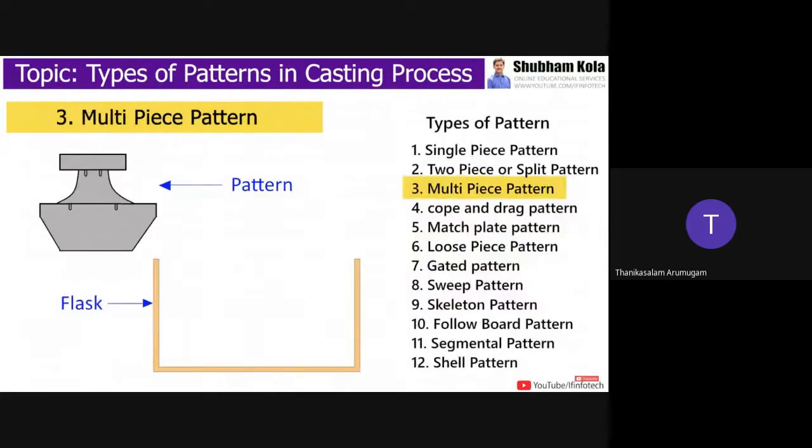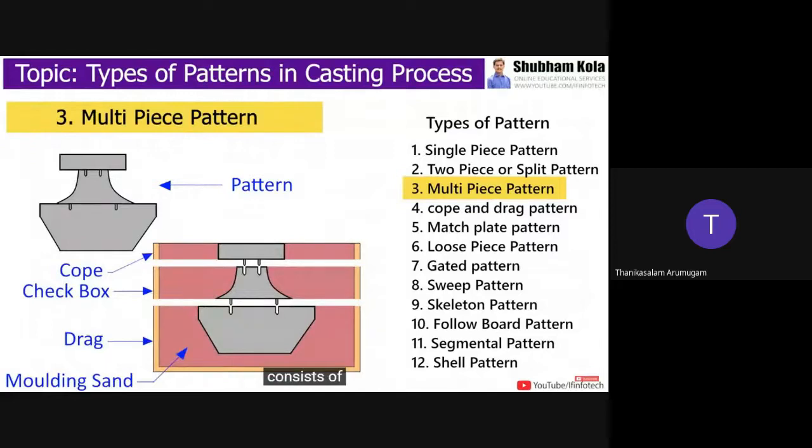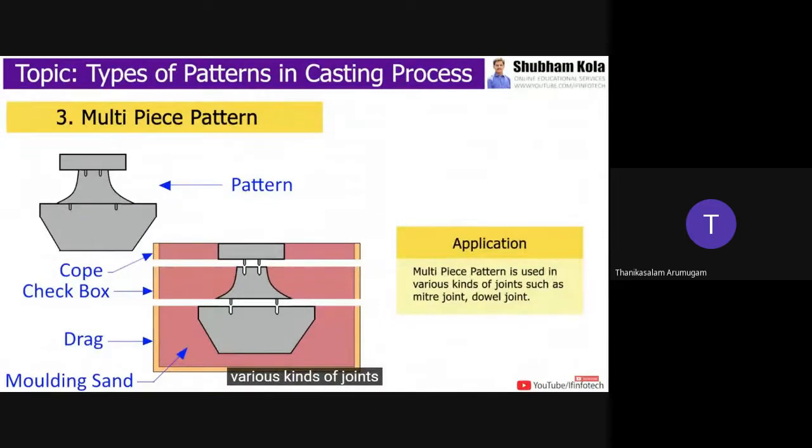Multi-piece pattern is used when the casting has a very difficult and complicated design. In this type, three or more pieces consist of top, bottom and middle parts. The bottom part is the drag, the top part is the cope, while the middle part is termed the cheek. This type of pattern is used in various kinds of joints.